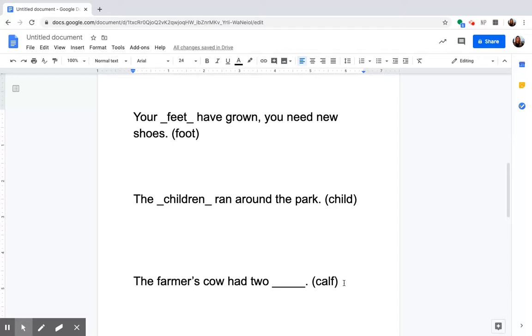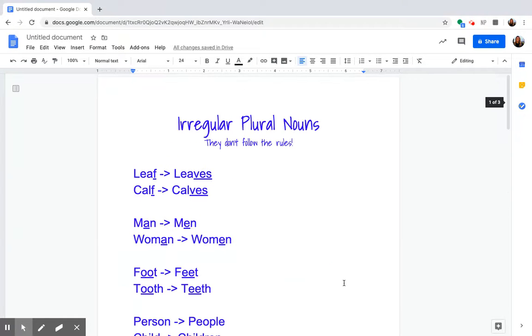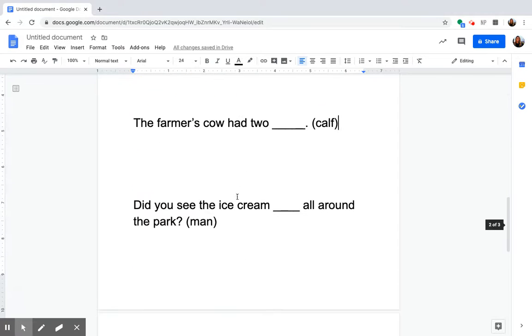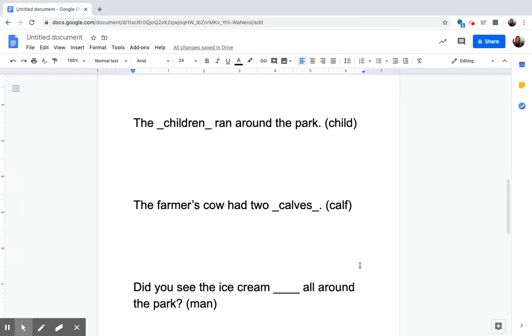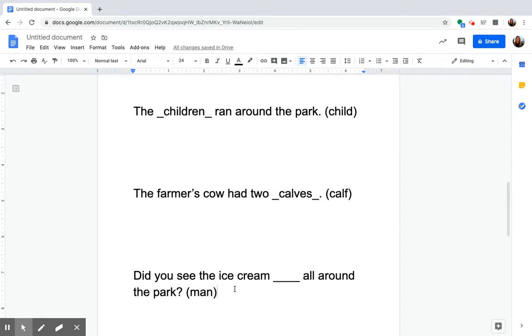The farmer's cow had two blank. Calf. Who can remember how we change calf, a noun with an F ending, into its plural form? Yep, you got it. Try and write that in your composition book before Miss Metz even types it in here. Yep, the farmer's cow had two calves. Next example.